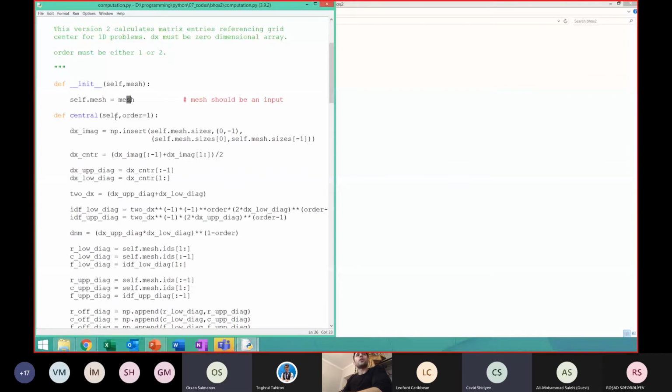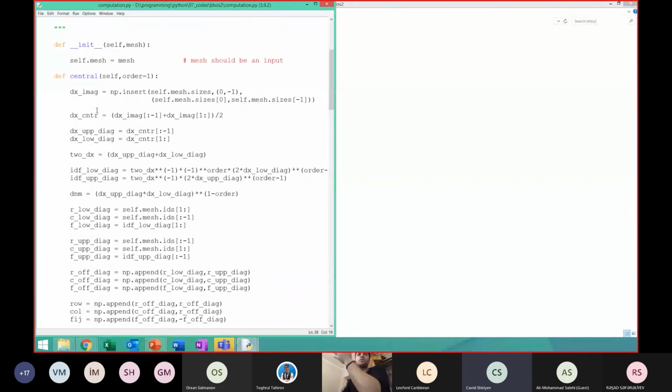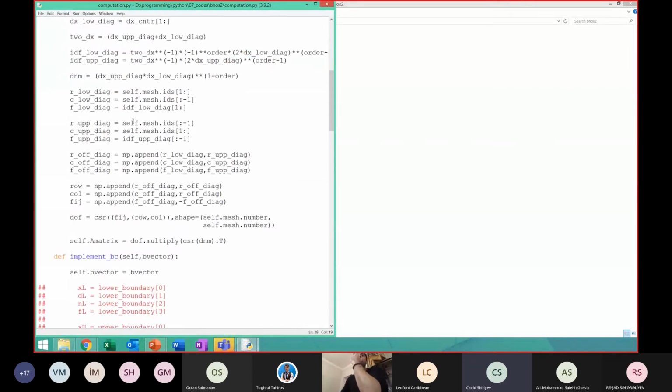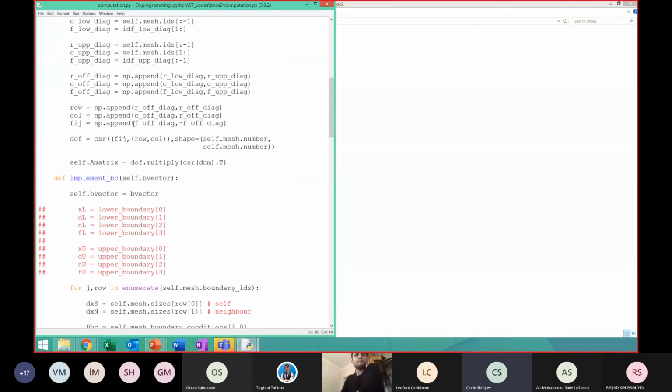Okay, so inside of the central difference, it basically takes the central differential of the given function. Let's say we have the u values defined at several different points of the given domain. Then we can calculate the central difference by using this central function. And then we can implement the boundary condition.